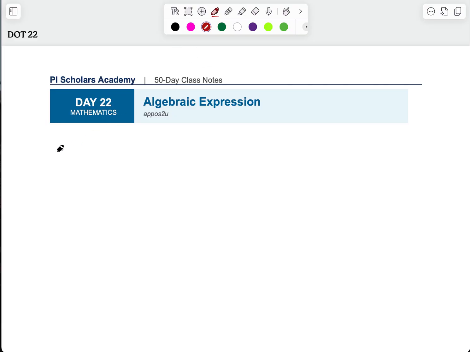Number one, I'm going to be covering basic algebraic expression. And then number two, I'm going to be teaching binomial expansion, and I'm going to be teaching factorization as well. So everything is going to be moving from one phase to another. So let's start with basic algebraic expression.